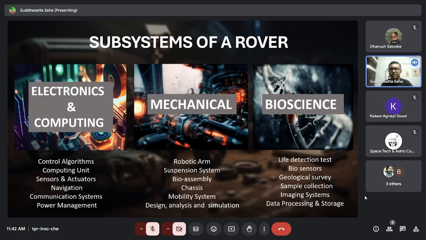And then there comes this aspect of data processing and storage, which is again coupled with the computing unit of electronics and computing, because after processing you need to compute a lot of data and take out conclusions. So extraction of data and then analyzing data in real time without any sort of remote command operations. That is something which makes rover operations very different from that of any other object of mechanics.